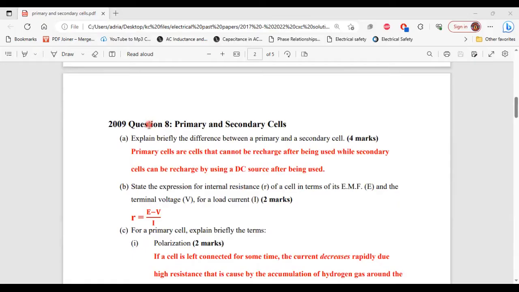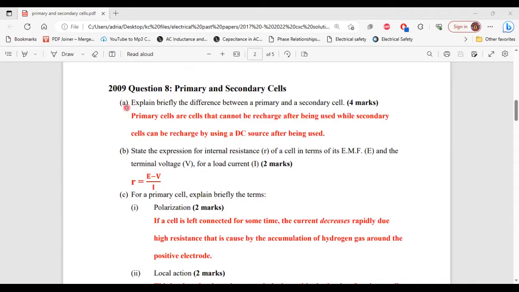And this is question 8 from the 2009 past paper. So part A, it says, explain briefly the difference between primary and secondary cell. Primary cells are cells that cannot be recharged after being used, while secondary cells can be recharged by using a DC source after being used. All right, so that's it for part A.